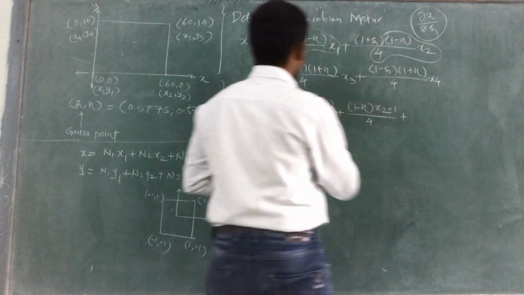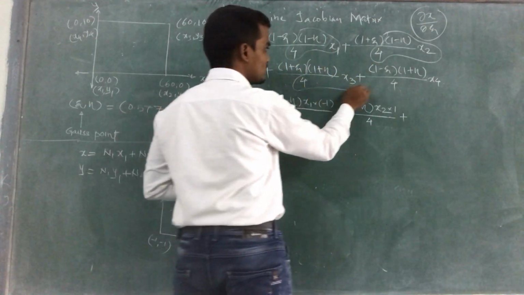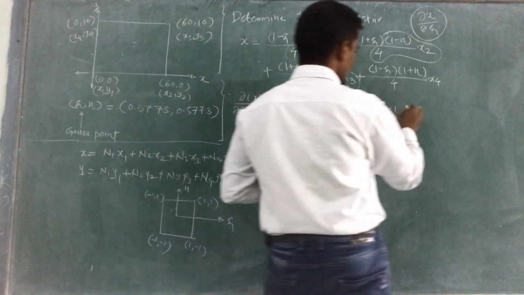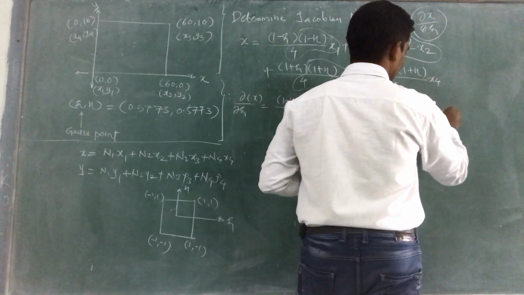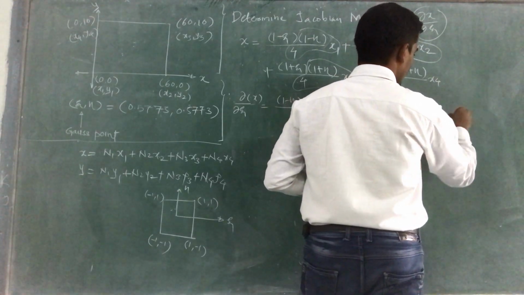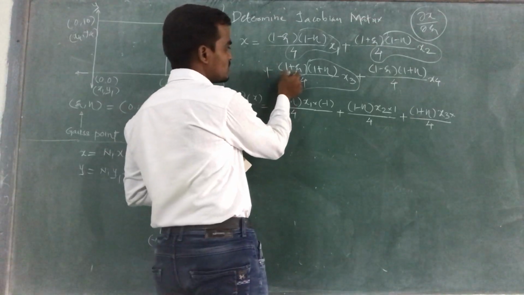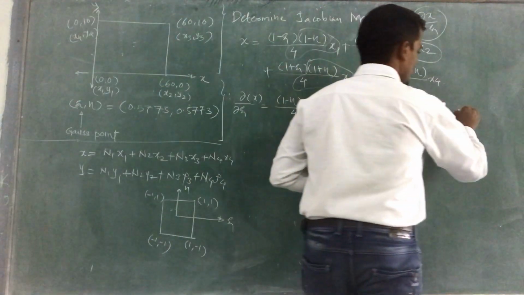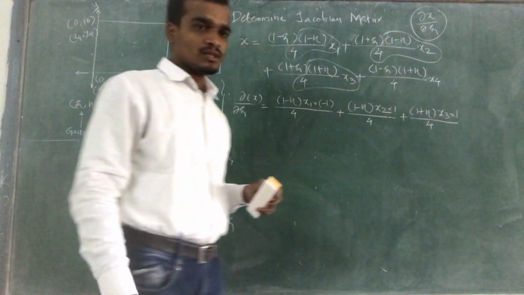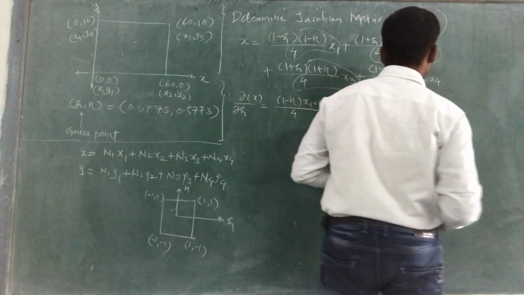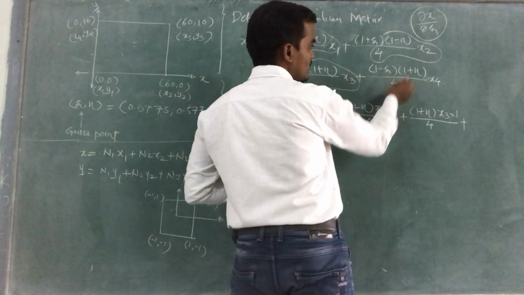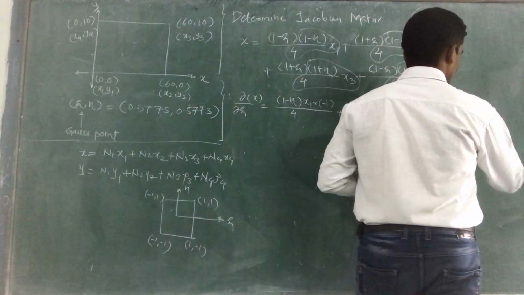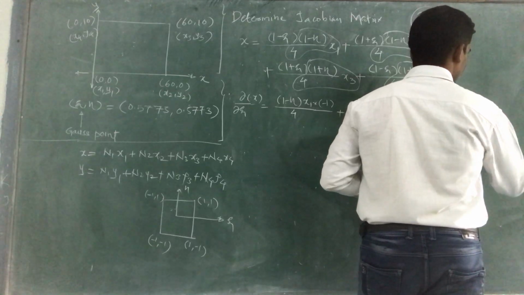Then plus, for this term, again this term will become constant because we are taking the derivative with respect to zeta. So (1 + θ) into x3 divided by 4 into, now if we take the derivative with respect to zeta, this will become 0 with respect to 1, and with respect to zeta will become 1. So into 1. And finally plus, for the last term, again this term is constant. So (1 + θ) into x4 divided by 4.